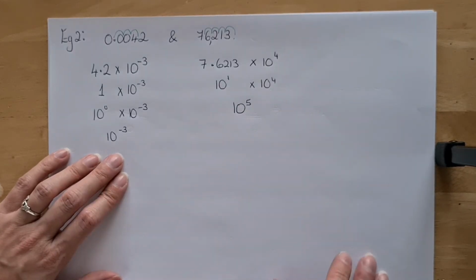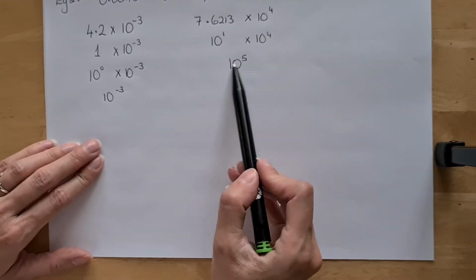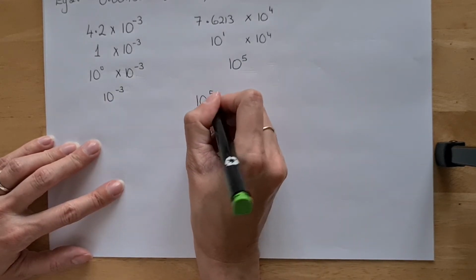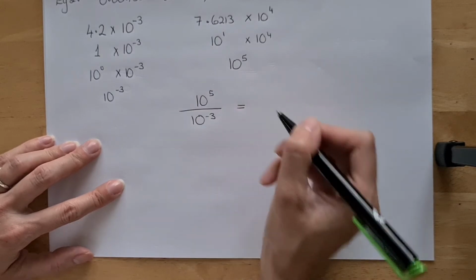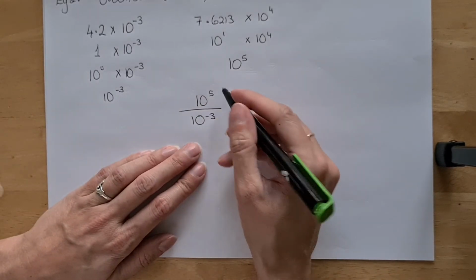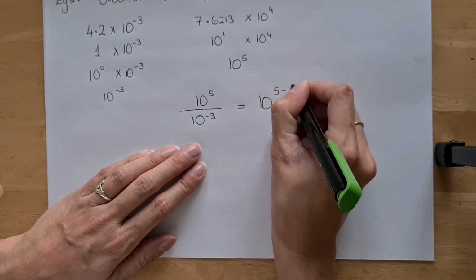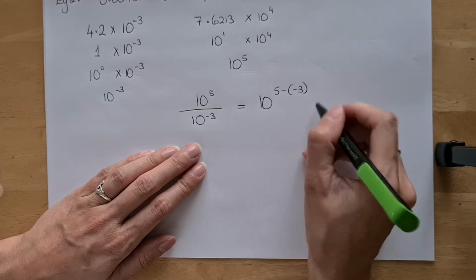Now the question said, by how many orders do they differ? Put the larger one over the smaller one. That's a larger order of magnitude than this one. So it's going to be 10 to the power of 5 divided by 10 to the power of minus 3. Now, rule of indices means you can subtract the powers. So it's going to be 10 to the power of 5 minus 3. Keep that in a bracket because it's already negative.